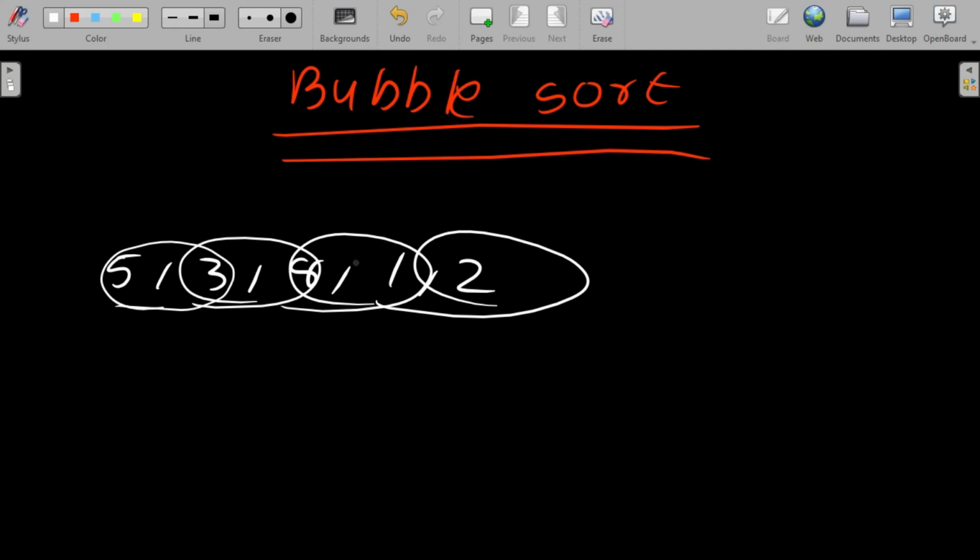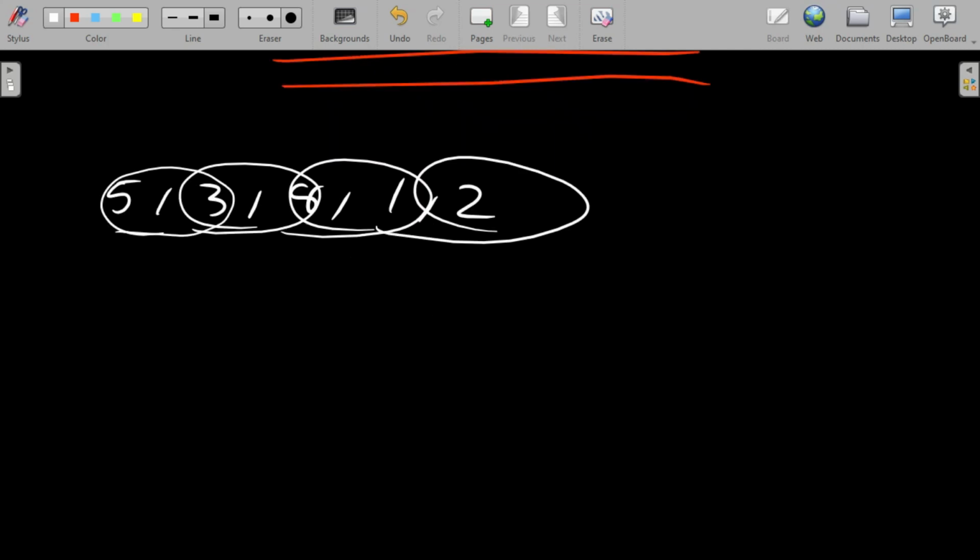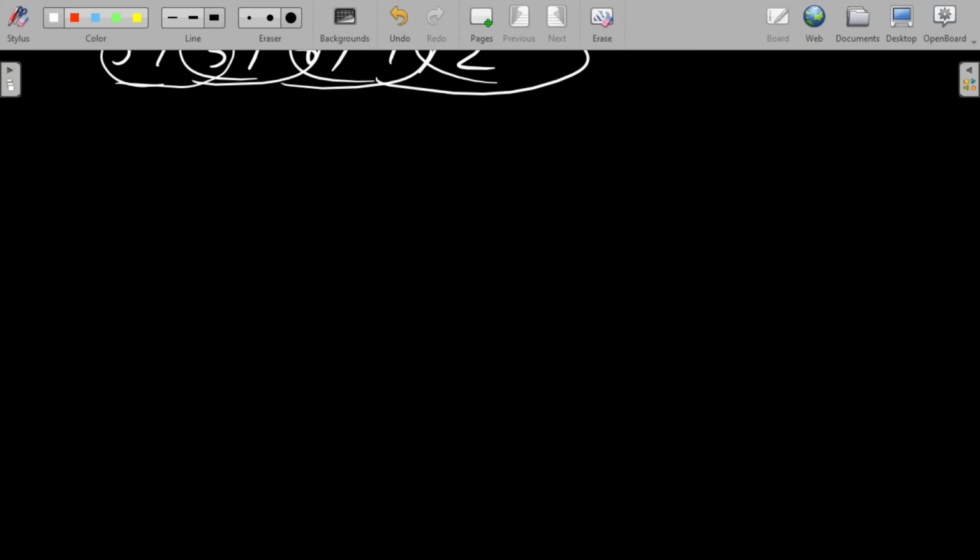Think of bubbles in water. Suppose you have water, and in that water you have some bubbles. Small bubbles stay at the bottom and the big bubbles move upwards. Similarly, in bubble sort, the largest number slowly moves to the end of the array. So that's why it is called bubble sort.